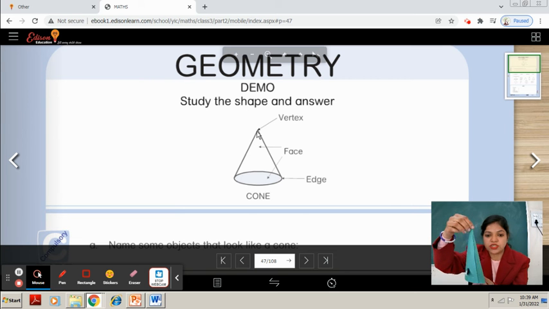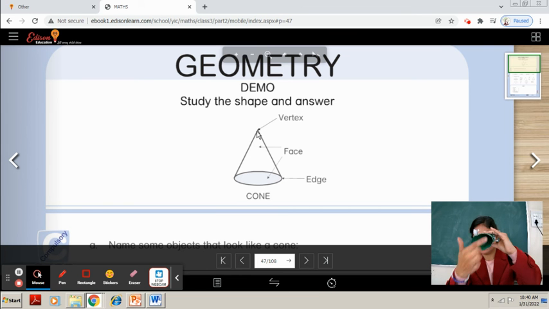Yes. So, now the next one we have its faces. You can see, students, this is the curved surface, right? And this is the plane surface. So, cone has two faces. One is plane surface and one is curved surface. Is it clear to all of you?